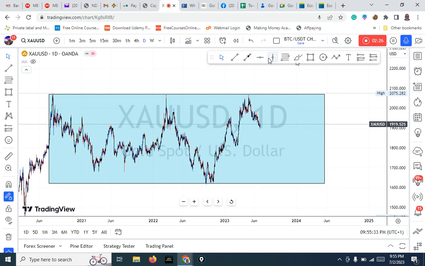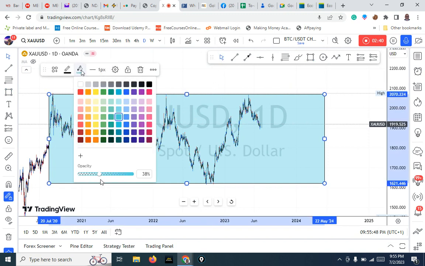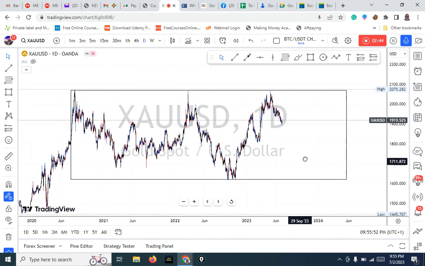Let me remove the shading around this. Sorry, 1 minute. Let me remove the shading around this. I want to remove the opacity. Okay, fine. This is what I want.